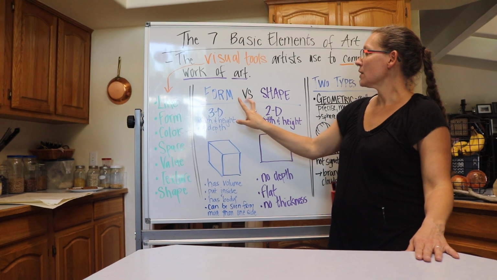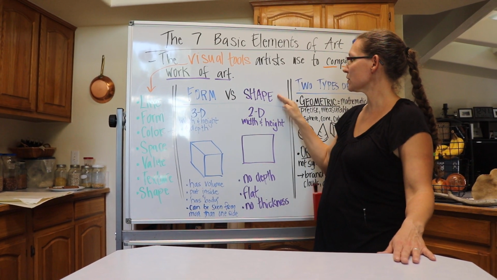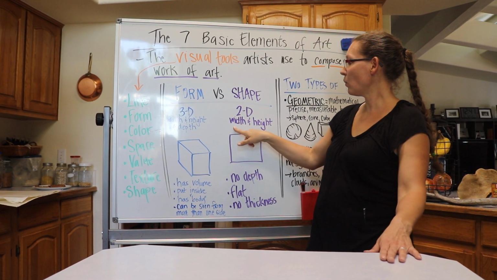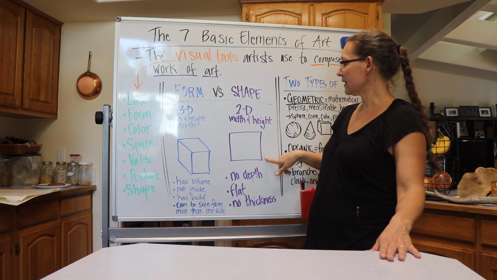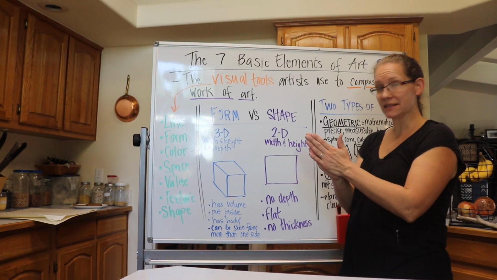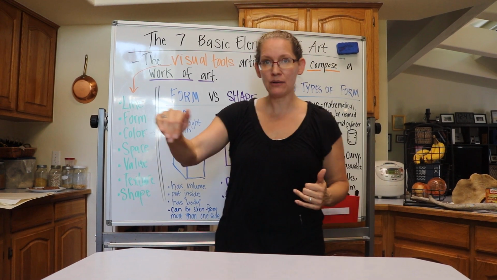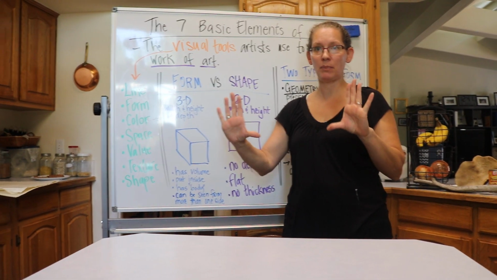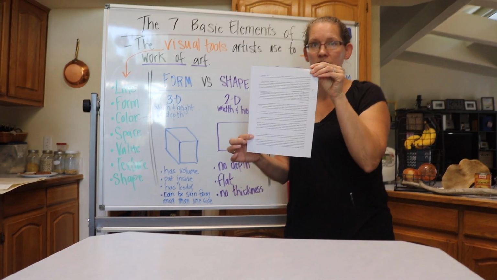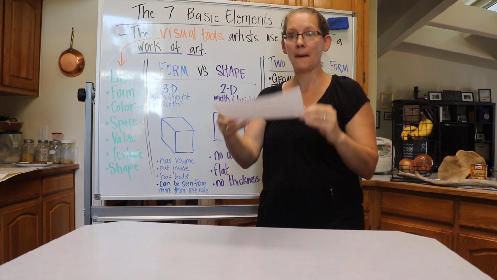Okay, so first let's talk about form versus shape. A shape is a 2D figure. It has width and height. It doesn't have any depth. It is flat and there's no thickness to it, so you can't go around it. It's like if you were holding up a piece of paper. This is a 2D shape. It has height and width, okay?